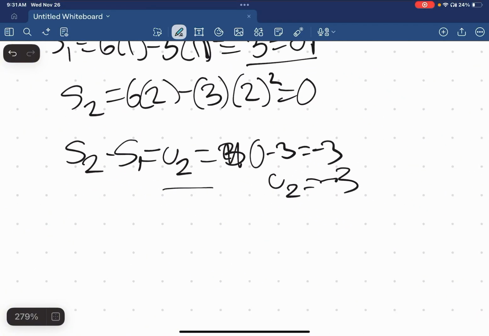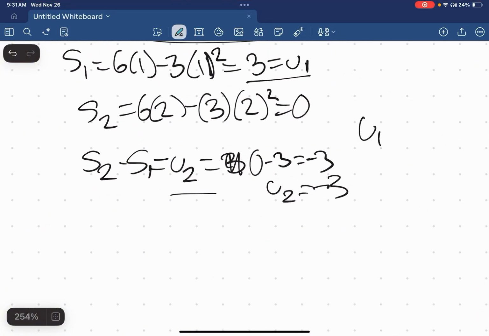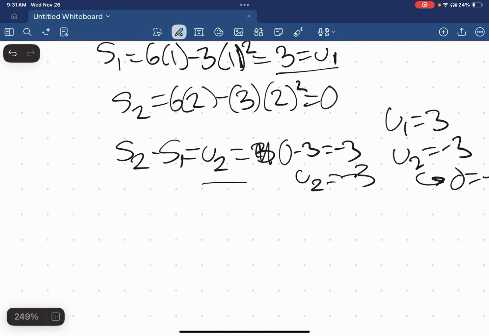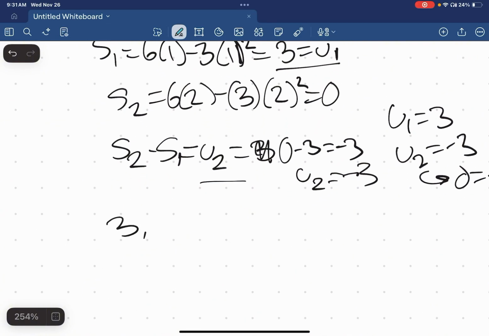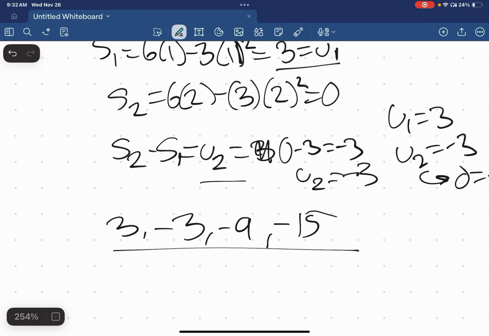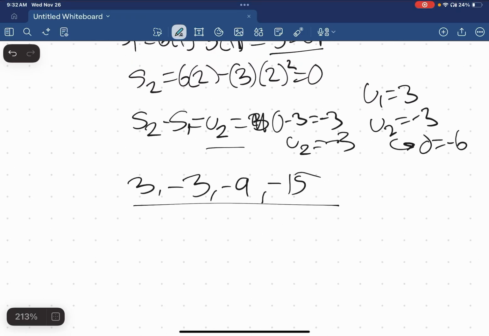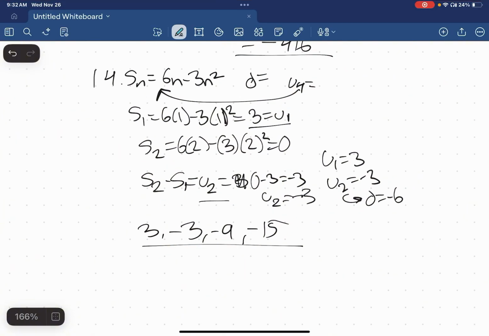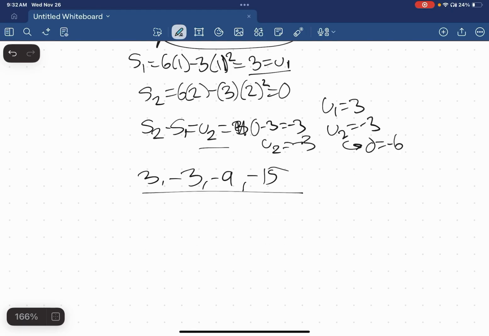So now we have a common difference here. u1 is equal to 3, u2 is equal to -3. If you look at that, the difference is going to be equal to -6. So that means the first four terms are just going to be 3, -3, -9, and -15. And I think that's all it asked for. Yep. Okay. That was 14? Yeah, it was 14. Okay. 15, our last one.